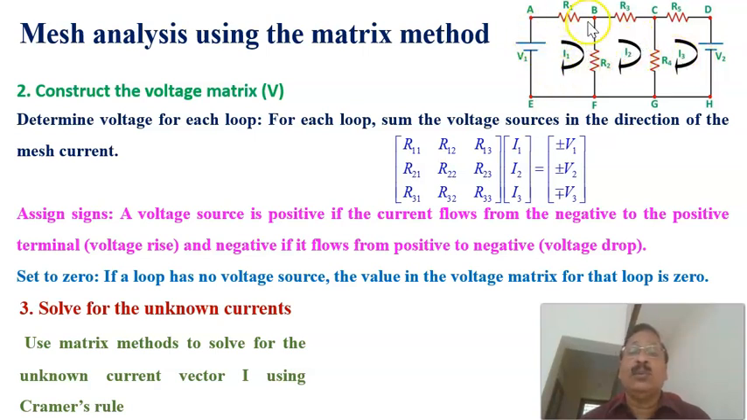Then you can calculate the branch currents. For example, in order to find the current through this resistance, you have to find the mesh current I1 and the mesh current I2, since this current is equal to I1 minus I2. That is the current flowing through this branch, R2, equal to the mesh current I1 minus mesh current I2. Like that, first we have to find the mesh currents. Once we get the mesh currents, we can calculate the branch currents.